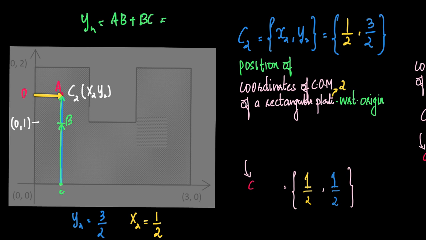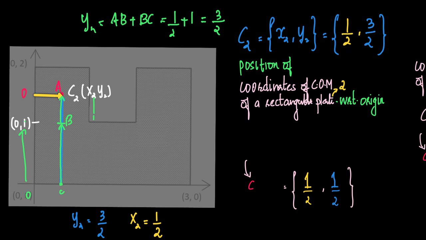How much is AB? We know that AB is equal to 1. Sorry, AB is equal to 1 by 2. How much is BC? The coordinate here is 1. So the length is from 0 to 1, which means it is half plus 1. Therefore, y2 is equal to 3 by 2. Therefore, coordinates of center of mass of C2 becomes x2 comma y2, which is equal to 1 by 2 and 3 by 2.